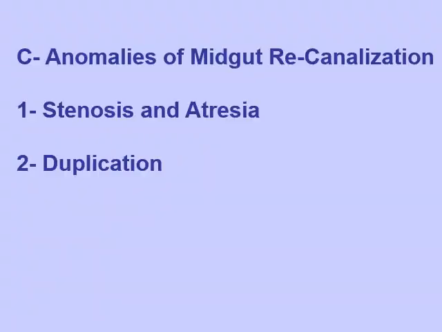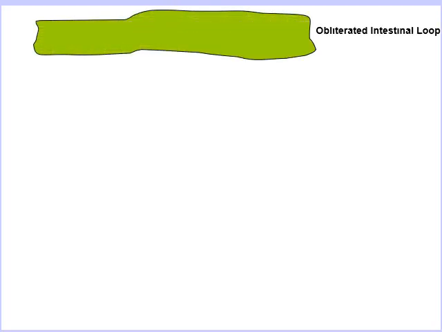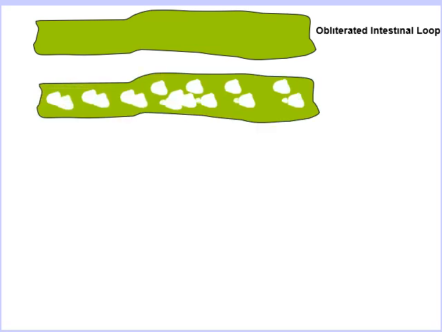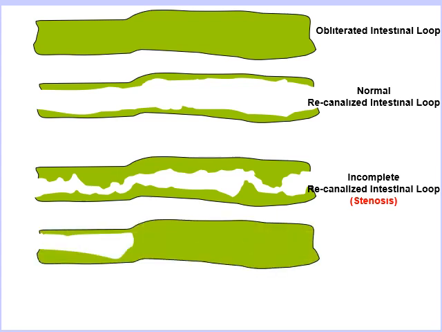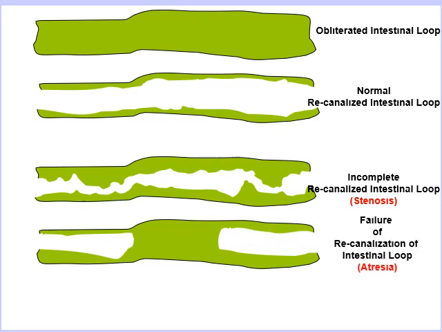Anomalies in recanalization of the midgut, which result in stenosis or atresia. This is the developing obliterated intestinal loop. Normally it is canalized and completely opened. This is the normal recanalization of the developing intestinal loop. This recanalization may be incomplete, resulting in stenosis. The recanalization may be incomplete or absent, resulting in complete atresia. Failure of recanalization results in atresia.